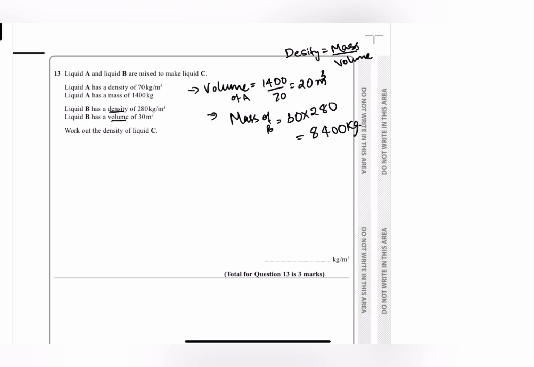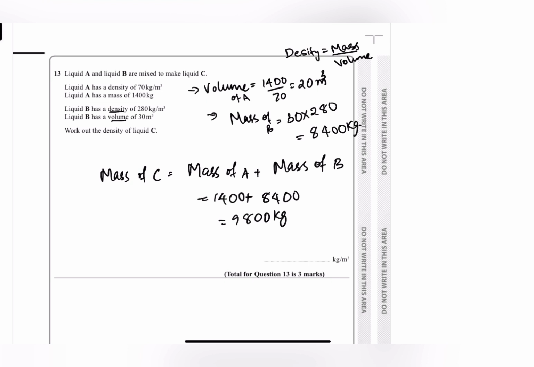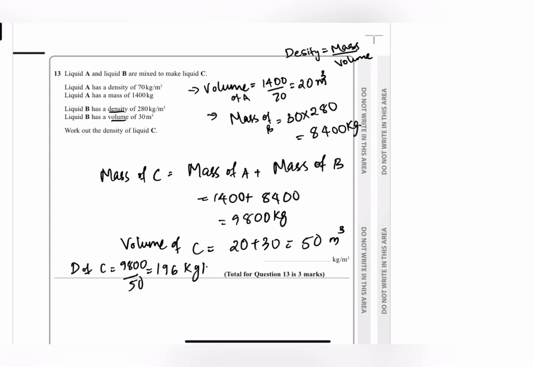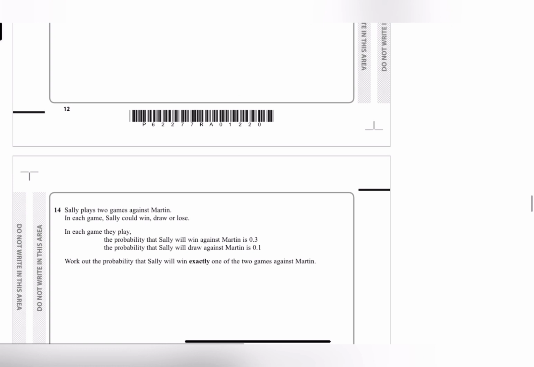Now you have to find density of liquid C. So mass of C will be mass of A plus B. Why? Because C is made from liquid A and B. So mass of C will be equal to mass of A plus mass of B. That's going to be 1400 plus 8400. So you get 9800. Similarly, volume of C will be volume of A plus volume of B, which is 20 plus 30, which is 50. So you can say density of C will be 9800 over 50. So that's going to be 196 kilogram per meter cube. So relatively easy problem again.